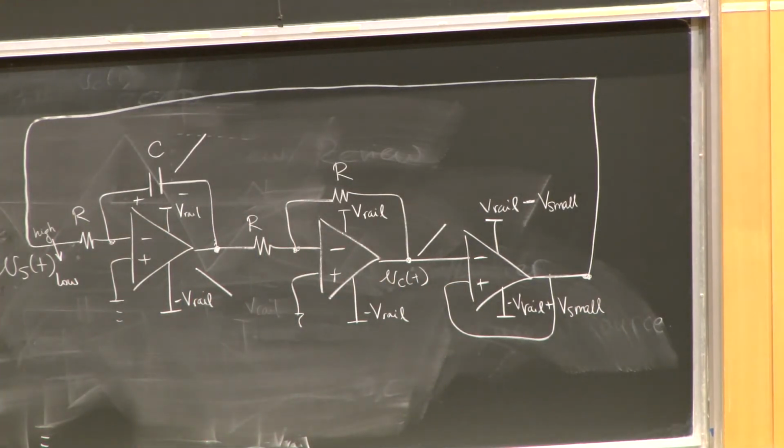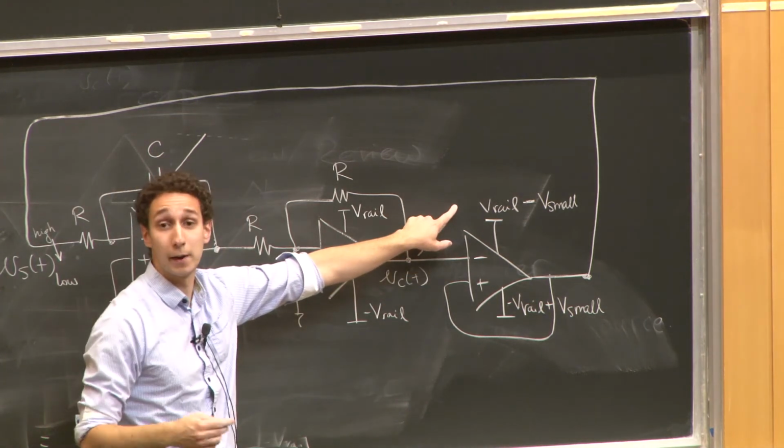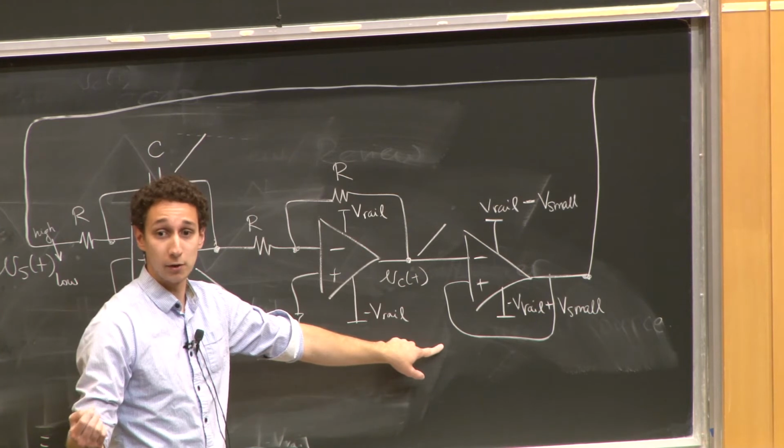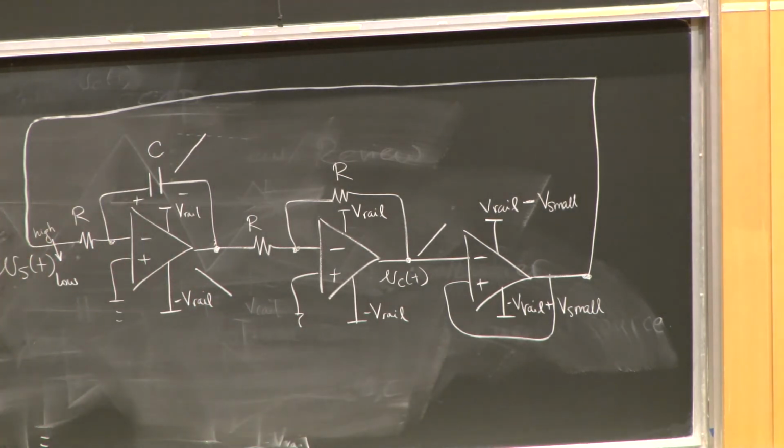That then guarantees that I can get above this voltage, meaning now I don't have to make it all the way to V rail. All I have to do is make it to V rail minus V small, or in the other case, minus V rail plus V small. And so that guarantees that this switching actually happens. So that's one suggestion.